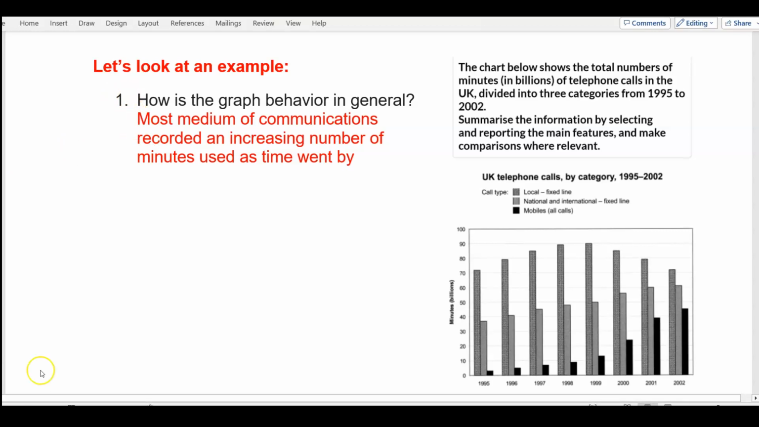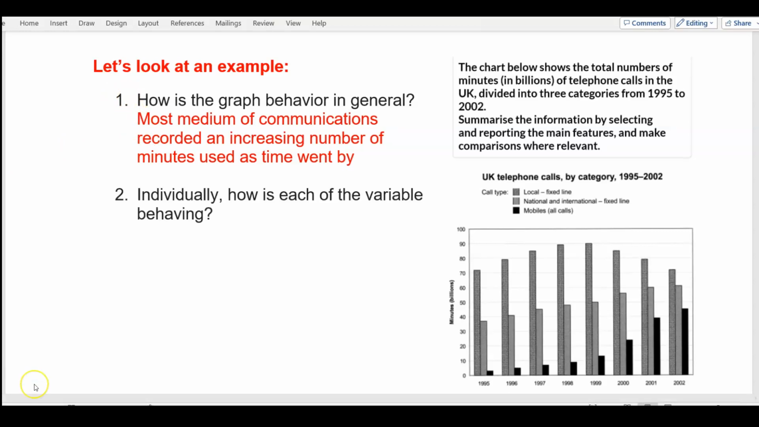You might have an idea, and you can also write your answer down. All right, let's move on to the next question. Now let's assess the individual methods of communication and see their behavior. So the second question is: individually, how is each of the variables behaving?